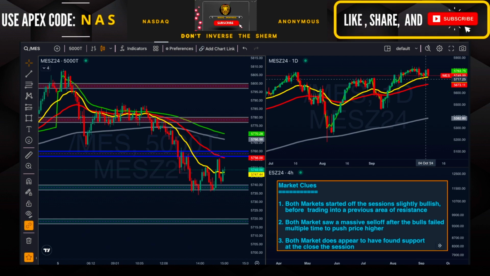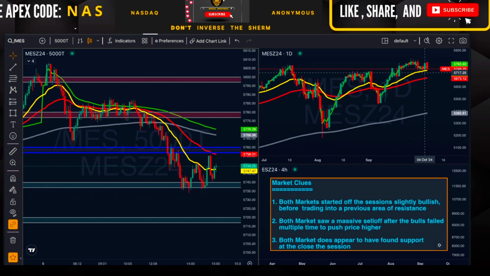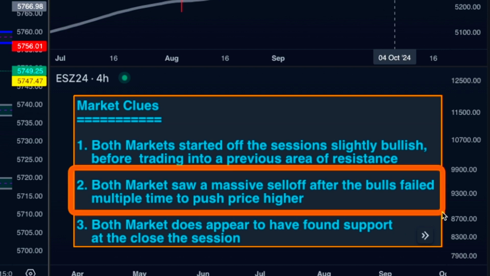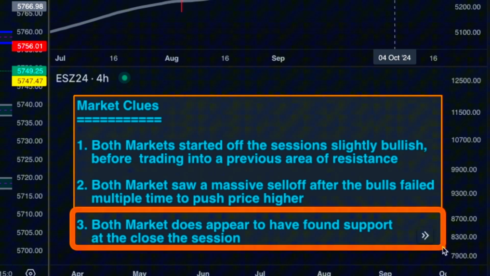So I'll be monitoring both markets overnight to identify the best trades as we go into tomorrow's stream. And in summary, both markets started off the session slightly bullish before trading into a previous area of resistance. Both markets saw a massive sell-off after the bulls failed multiple times to push price higher. And finally, both markets do appear to have found support at the close of the session, but we still have to be mindful that the bears can step in at any time.